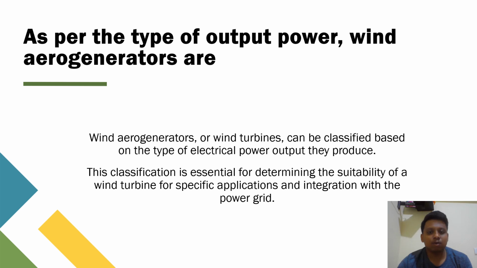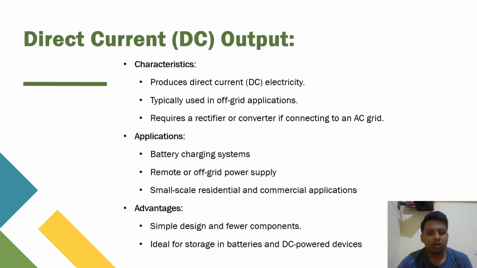As per the types of output power, wind aero generators or wind turbines are classified based on the types of electrical power output they produce. This classification is essential for determining suitable wind turbines for specific applications and integration with the power grid. Now let us look into the first one, DC, that is direct current.